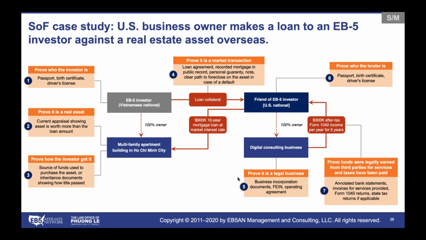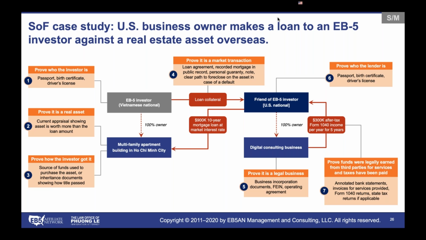It's about $1.5 million in profit. And this friend in the U.S. has decided to help out his Vietnamese friend by making a loan. And it turns out that the investor in Vietnam has a real estate asset over in Vietnam, a multifamily apartment building, and is willing to provide a mortgage on that building in exchange for this loan of $900,000, right?